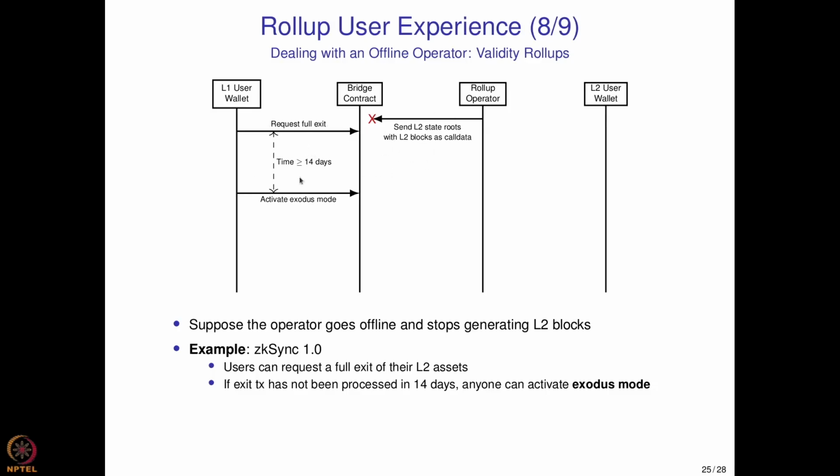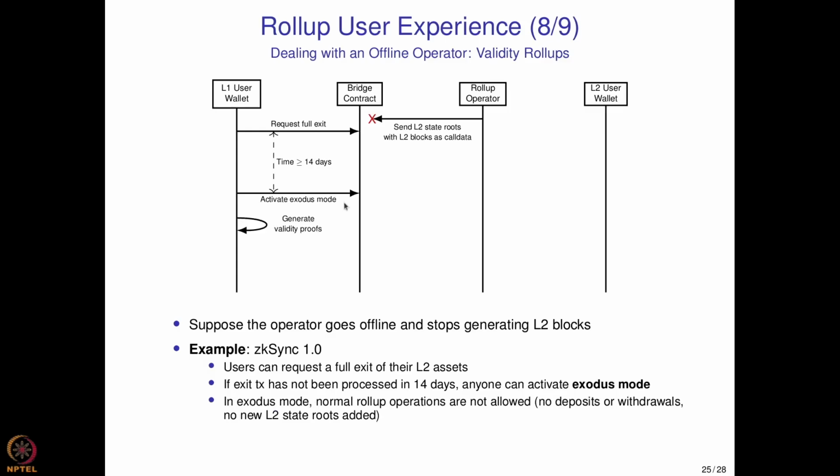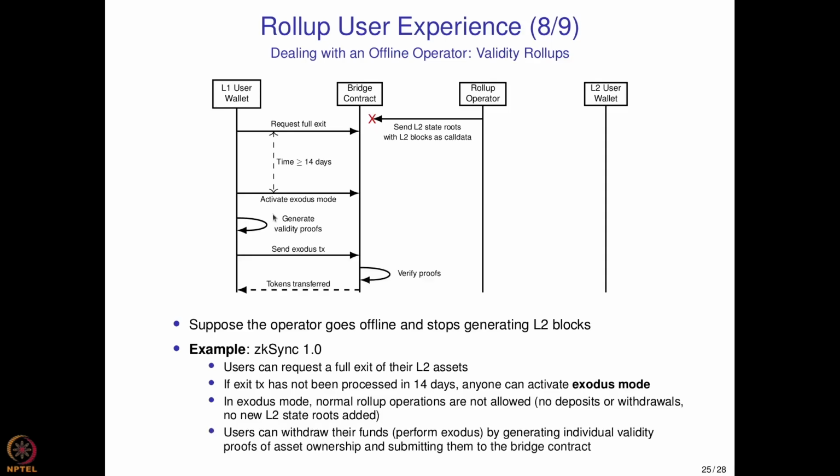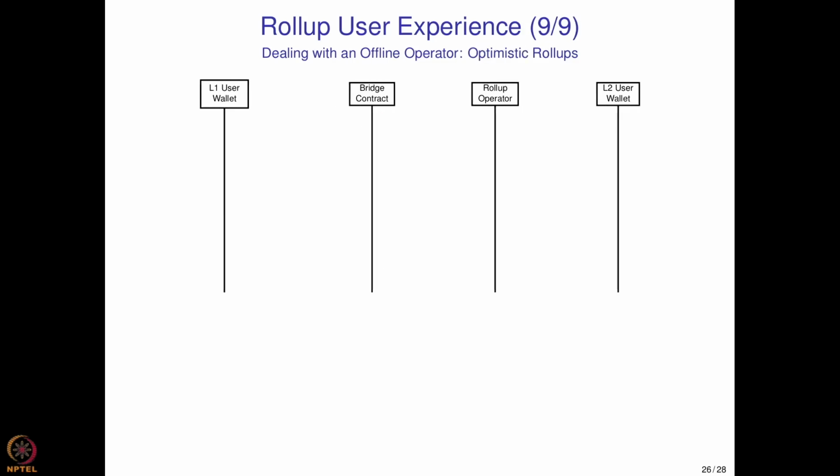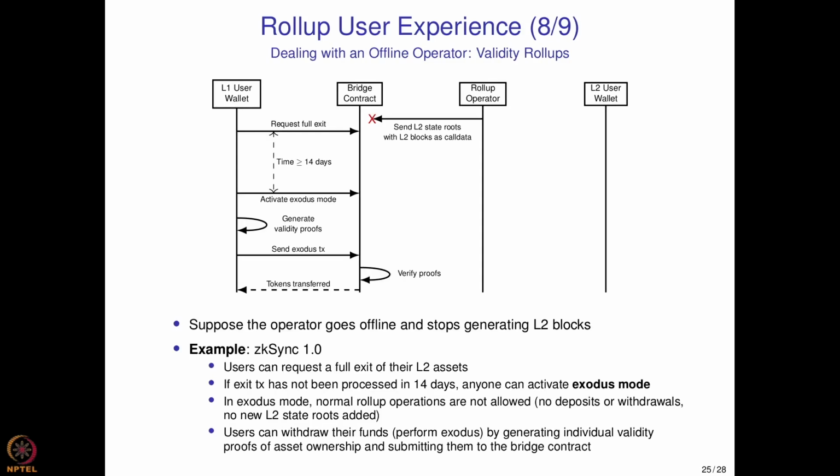After a 14-day time period, anyone can activate something called exodus mode, and all users can generate a zero knowledge proof, a validity proof that they own some assets on layer 2, and then they will exit their assets. They will send an exodus transaction and they will get their tokens transferred. So this is to deal with the offline operator: if this guy stops working for whatever reason, how do you get your assets from layer 2 back to layer 1? And this is for validity rollups.